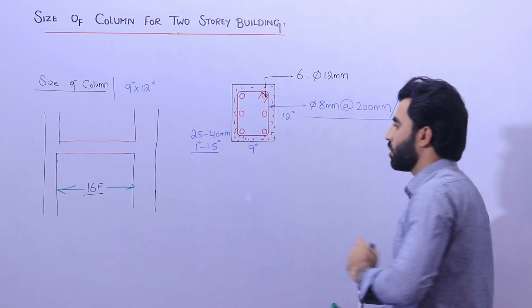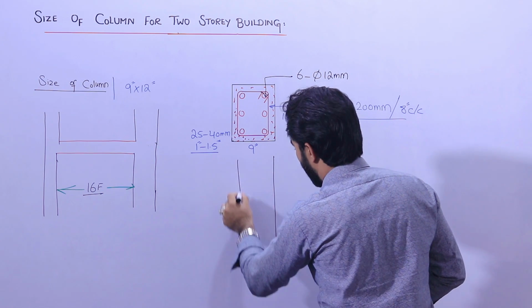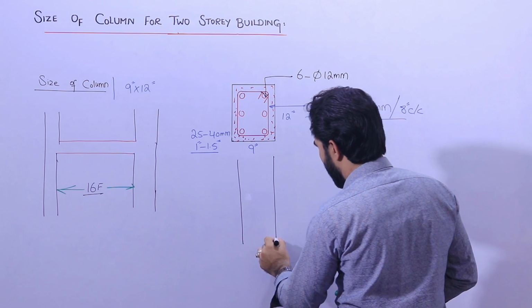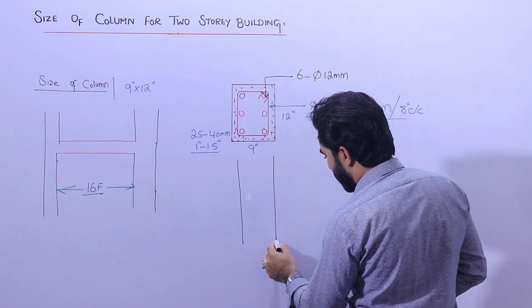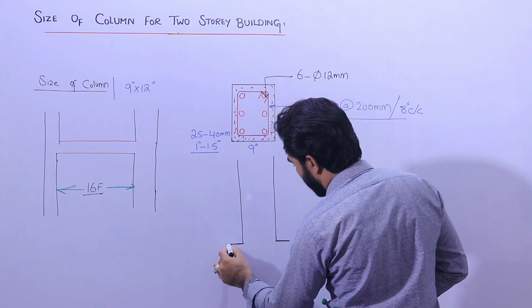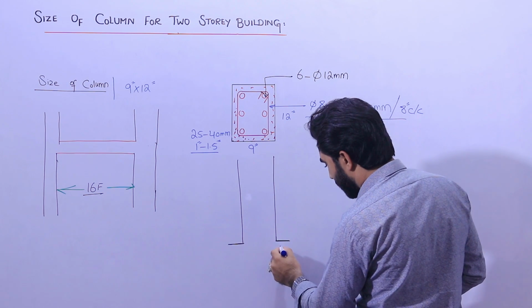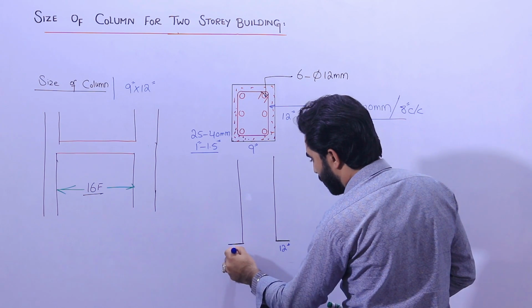Let me make its section. You can see guys, this is its section. At the bottom, the legs should be provided at the end, and this leg should not be less than 12 inches. This is very important for both sides, okay?